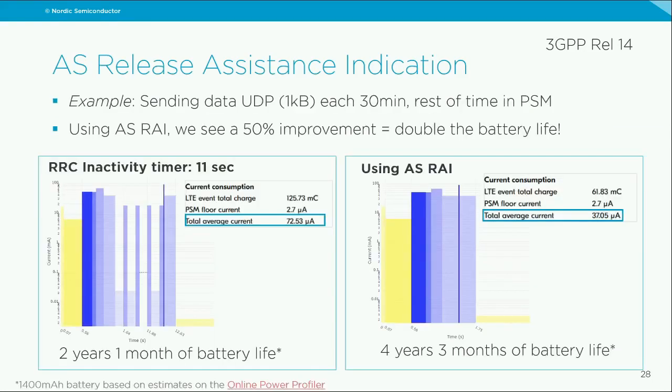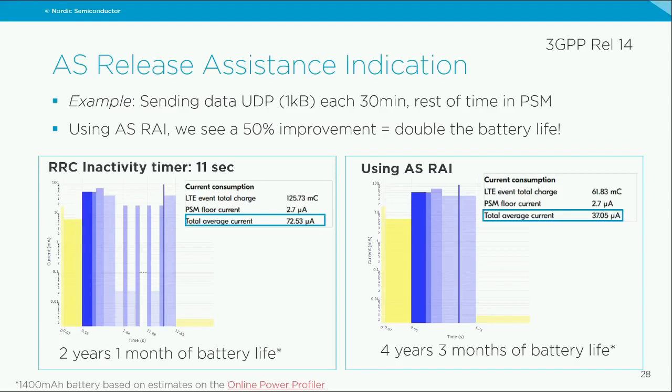And just to showcase how much you can save by using this new feature: in this example, you have a device, an nRF9160, that sends a UDP packet of around 1 kilobyte every 30 minutes, and the rest of the time it goes into power saving mode. The result we are seeing is that by just using the AS release assistance indication, you see a 50% improvement in battery life. On the left hand side we see where the network gives you an RRC inactivity timer of around 11 seconds.